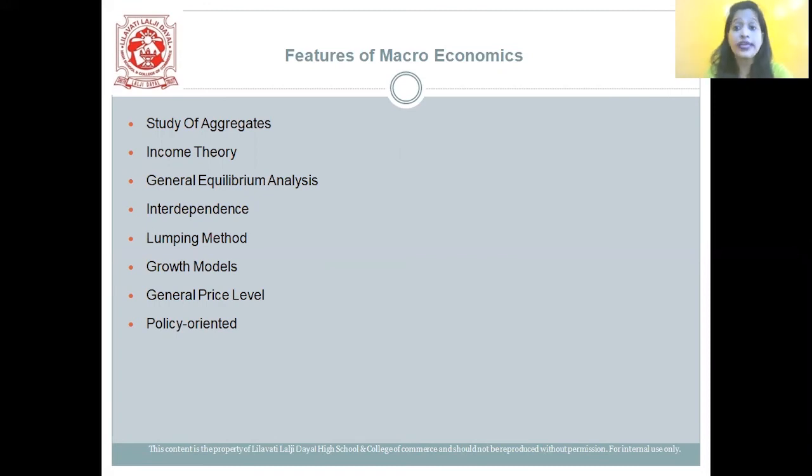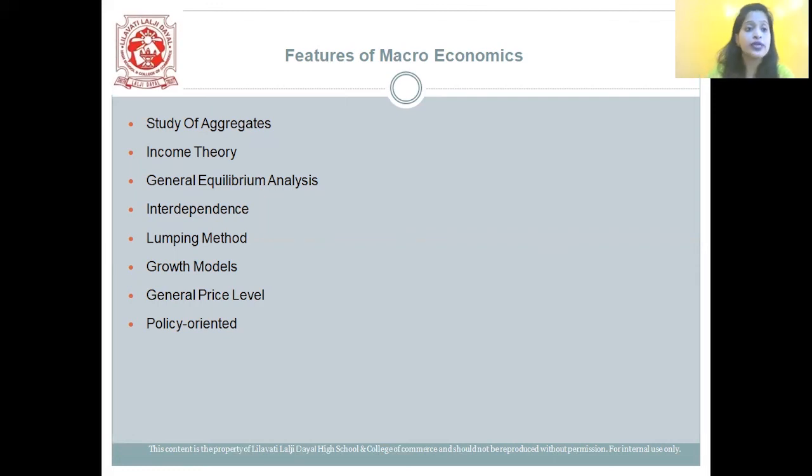Next one is general equilibrium analysis. Under macroeconomics, students, economic variables are studied at general level and not at individual or partial level. So they study it generally and not partially. Next one is interdependence. Concepts which are studied in macroeconomics, students, are interdependent to one another. They are not studied as an individual unit, but they depend on each other. Next one, students, is the lumping method. Now what is lumping method? Under macroeconomics, the economy is studied as a whole.